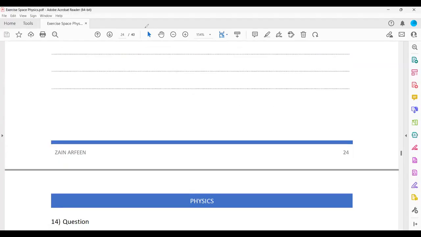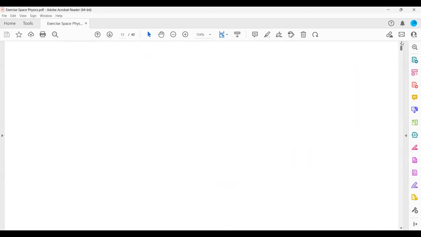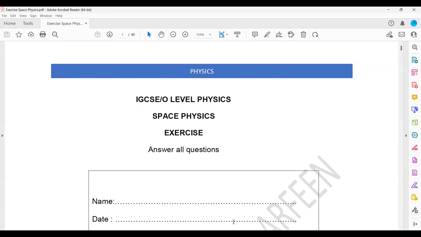So these are questions 11 to 14 we did today from the exercise in space physics.